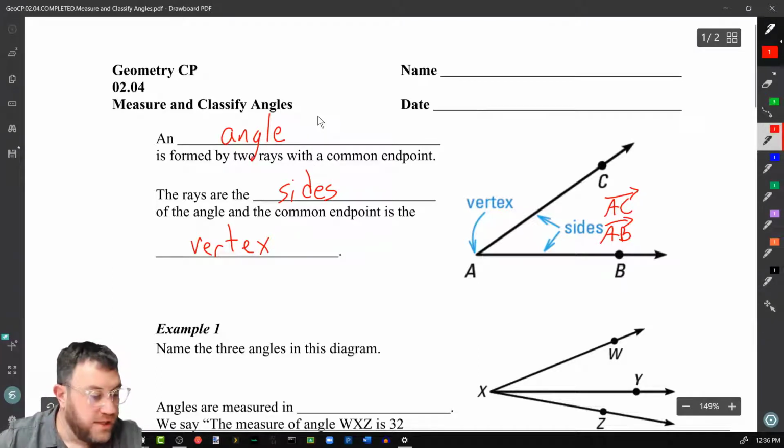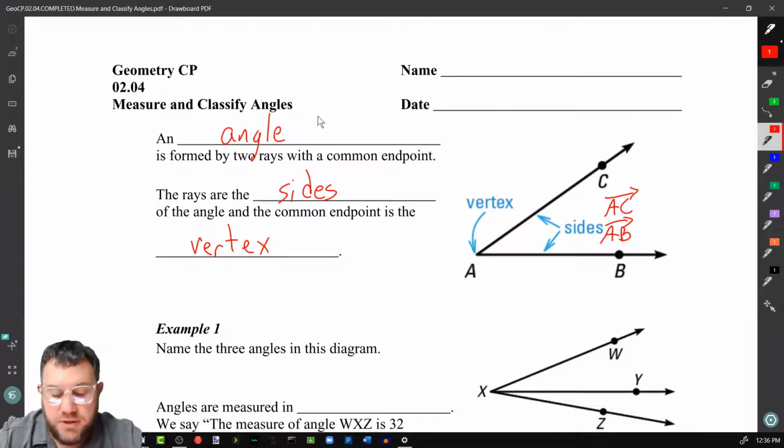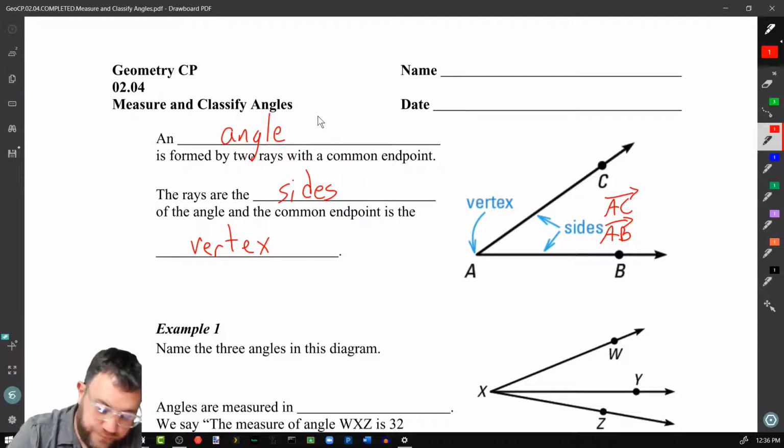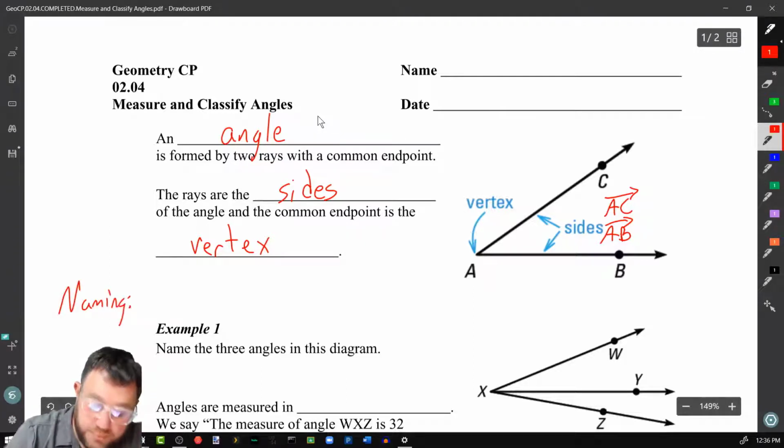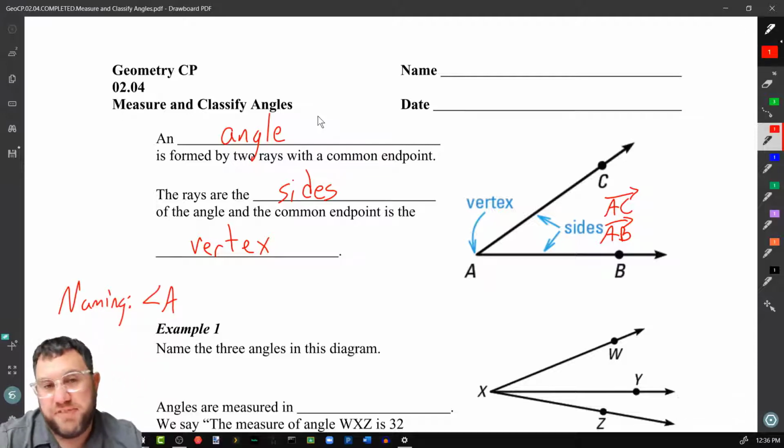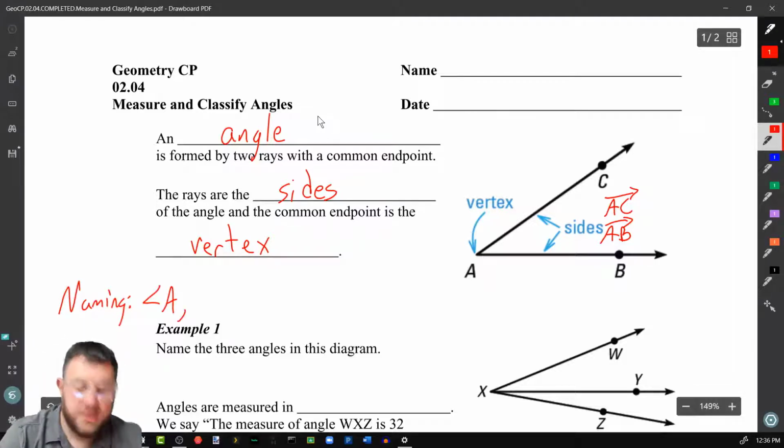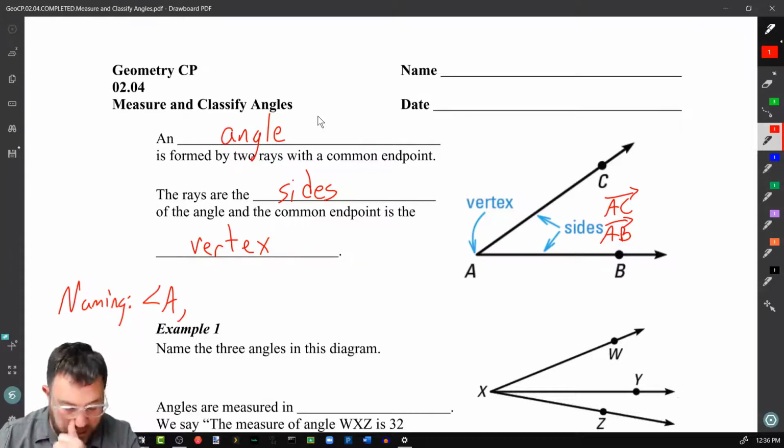Now, we name angles in several different ways. We could call this angle A. This is going to come as a shock, but the symbol for angle is a little angle. We could call this angle A using just the vertex. Now that one can be tricky because you can't always use that one.